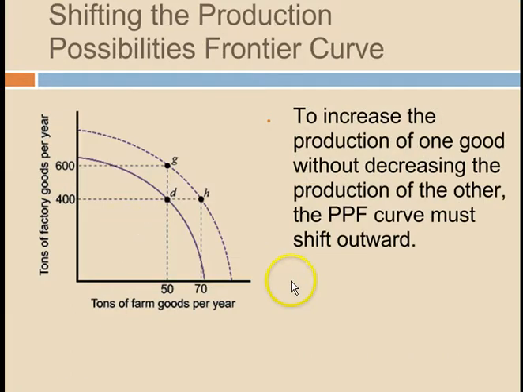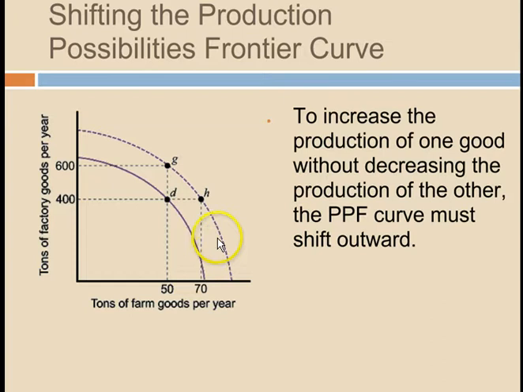So here's the dilemma. How can we gain more capital or consumer goods without losing anything? That's what every economy strives to do. And the way we do that is we take this solid purple production possibilities frontier curve and we push it outward. We push it out to the right.